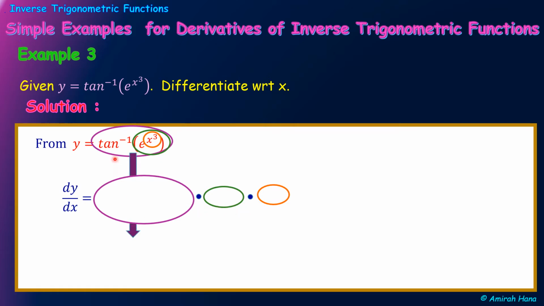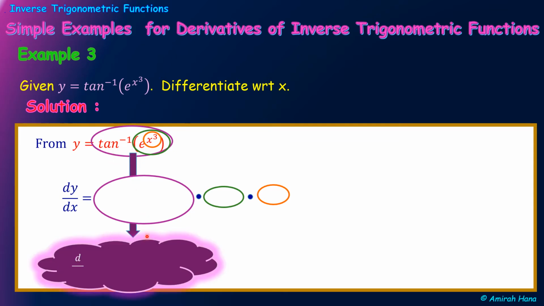And then to differentiate inverse tangent function, we can refer from the simplest formula: derivative of inverse tangent of x with respect to x equals 1 over 1 plus x squared. So to differentiate inverse tangent e to the power of x cubed, the answer equals 1, we copy from here, and then over, we copy from here.